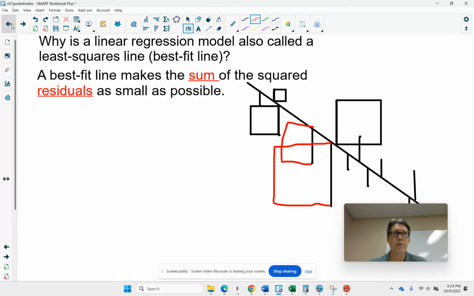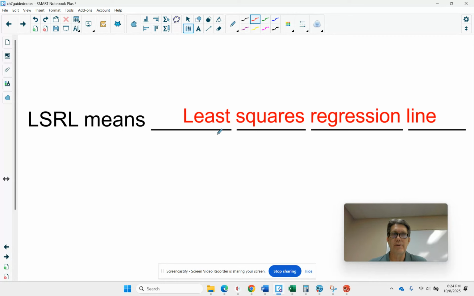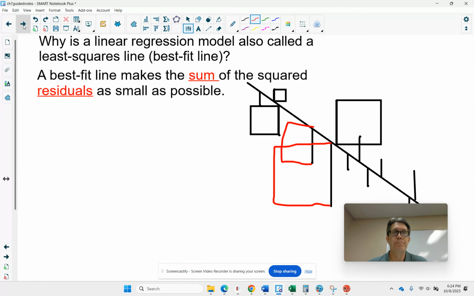What we have to know is if we see LSRL, that means least squares regression line. That means best fit line. Okay, and that's all you really need to know about that.